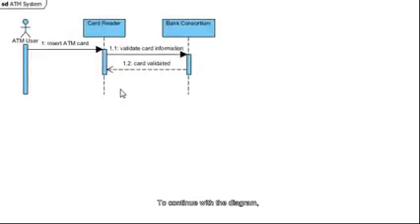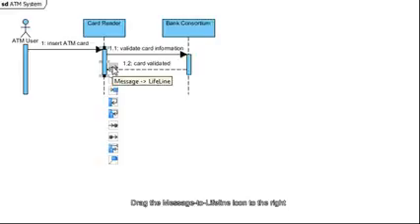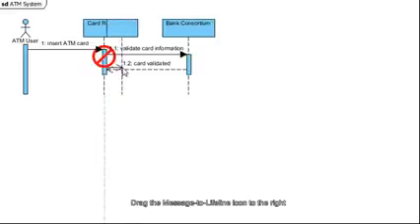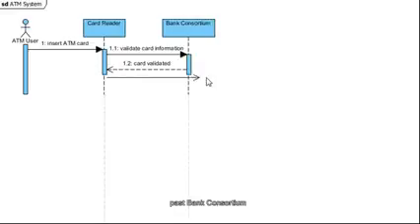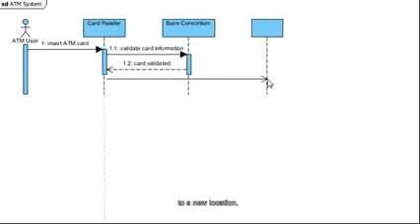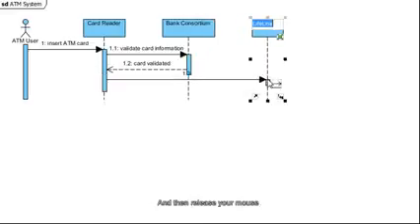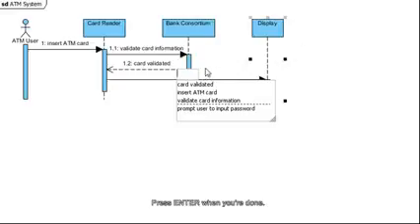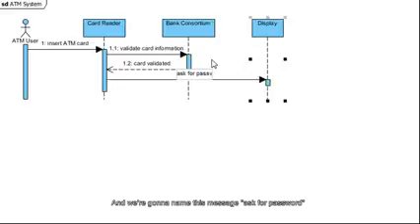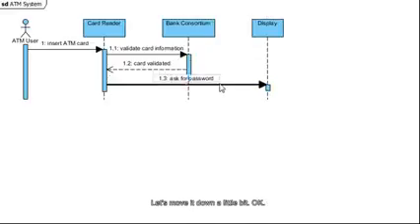To continue with the diagram, select the vertical bar here under Card Reader. Drag the message to Lifeline icon to the right. Pass Bank Consortium to a new location, and then release your mouse. And we're gonna name this Lifeline Display. Press enter when you're done. And we're gonna name this message Ask for Password. Press enter when you're done. Let's move it down a little bit.